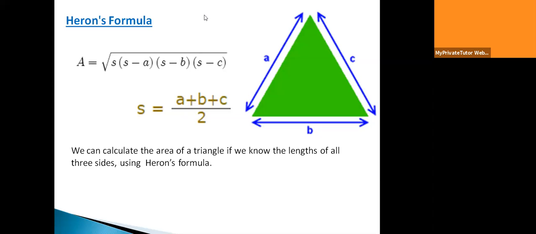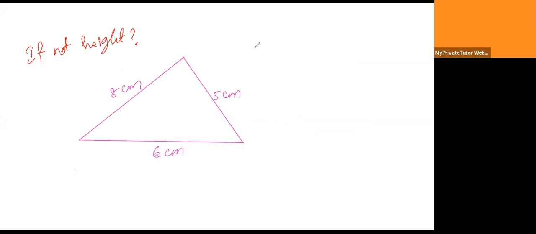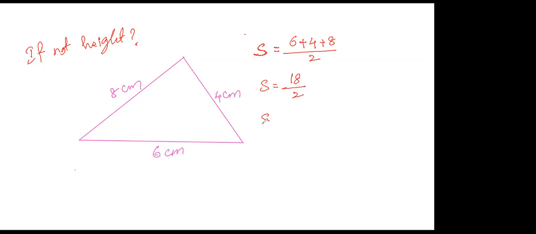Okay, so let's try one question so that you will understand. Let's take the same question, guys. First we need to find the S value. How do you find the S value? Please add all the values. I will change a value here. Let's call this 4 centimeters. Now tell me, what is S? We just need to add all the sides, which is the perimeter, 6 plus 4 plus 8, but make sure I said S is half of the perimeter. Please divide that by 2. Can you please tell me the value of S, anyone? 9. Very nice. So S equals 9.